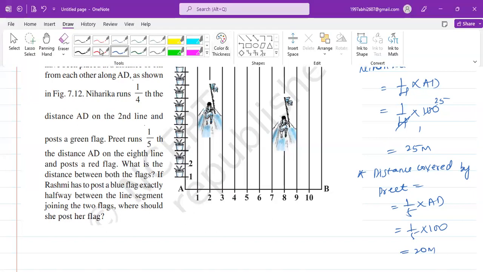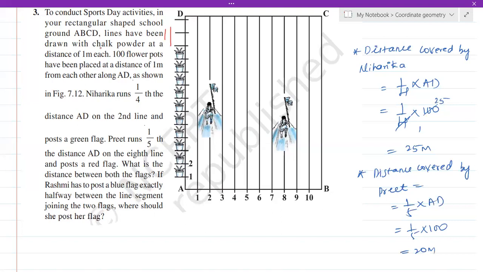So, if you consider AD to be the y-axis, and this to be the x-axis. On the x-axis, she is at second, isn't it? And on the y-axis, let's say this is the 25th pot. Therefore, what will be the coordinates? The coordinates will be 2, 25, isn't it? Because on the x-axis, she is in the second column, and on the y-axis, 25th.